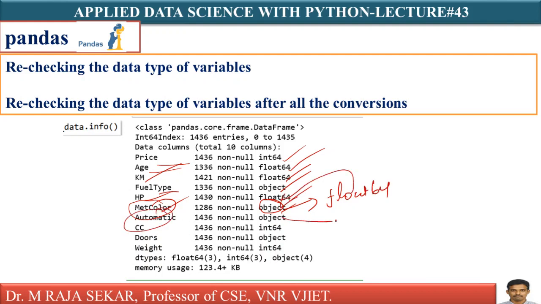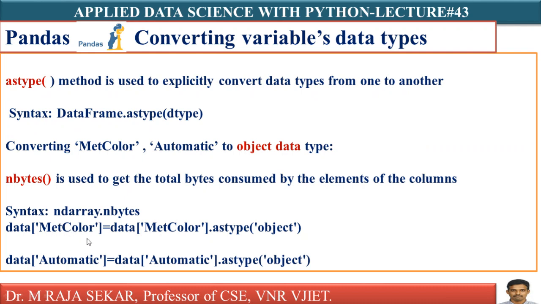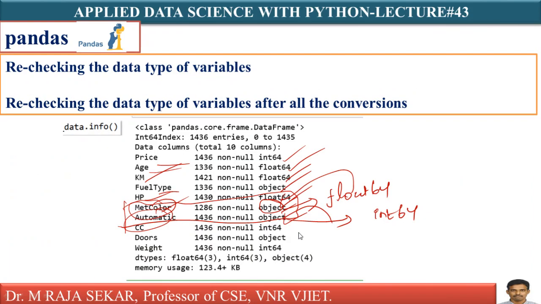Automatic, previously this automatic is int64. This one is converted into object. That's what we did, isn't it? We changed the data type of met color and automatic. Just see in the previous slide. Just see this one. data['met_color'] equal to data['met_color'].astype('object'), again data['automatic'] equal to data['automatic'].astype('object'), means we converted two variables, met color and automatic, into object.